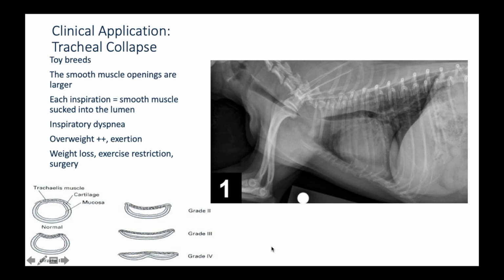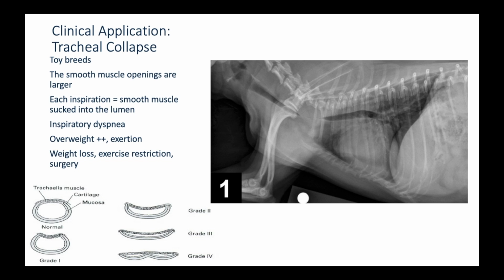So this is a condition that's partially hereditary, so it's bred into the animal. The smooth muscle openings are larger. Each inspiration, the smooth muscle is sucked into the hollow part or the lumen of the trachea, and that's called inspiratory dyspnea. So they have difficulty, and they typically make this sort of honking noise when they're trying to breathe in. So inspiratory dyspnea, difficulty breathing in.